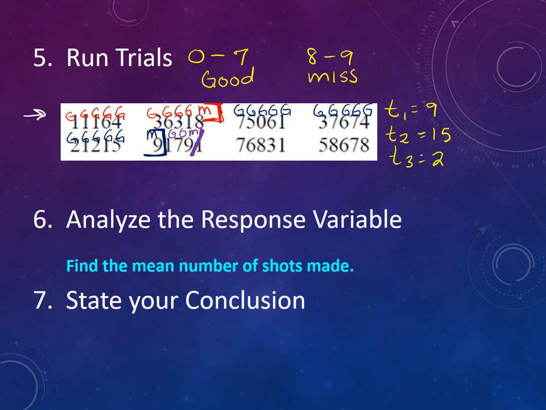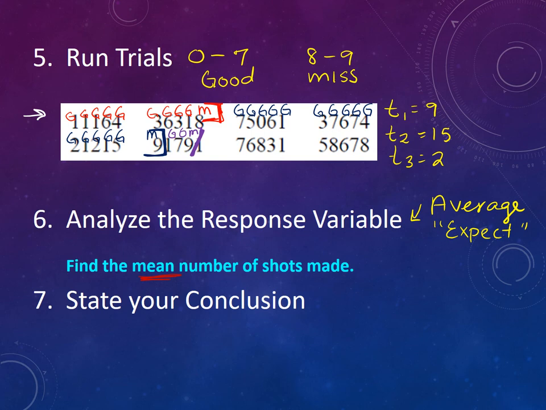Now we're going to analyze the response variable. This can mean very different things. If I am looking for the average, or what you should expect, okay, my expected value, that's going to be the mean number of shots that you made. So in this case, what we're going to do is we're going to say, what is the average of all of those?